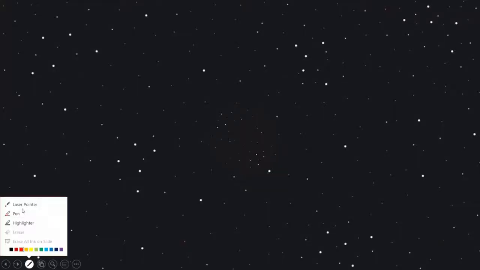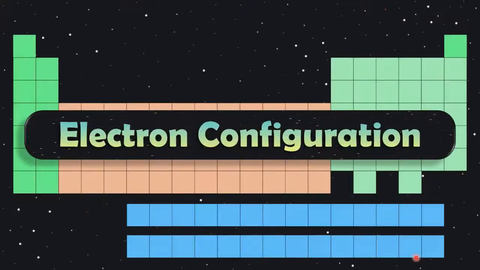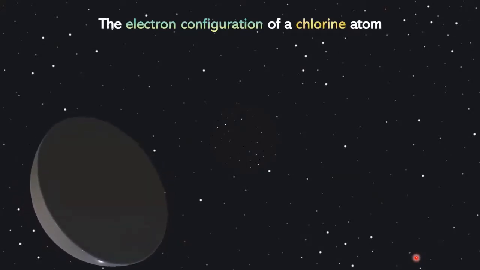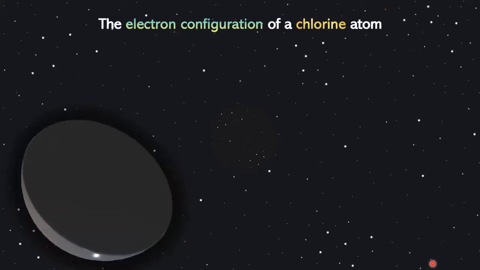Hello, today's lesson is all about electron configuration. At the end of this video, we are going to understand this example, the electron configuration of a chlorine atom. Now, let's recall our previous lesson about the atomic structure. This is how we illustrate a chlorine atom.